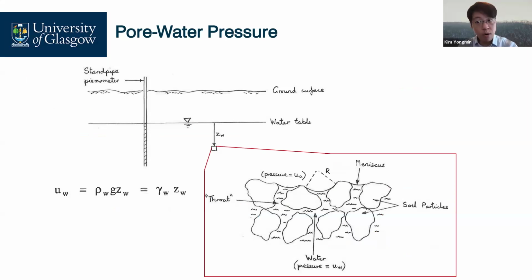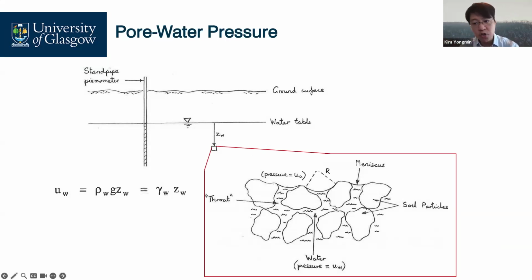Let's talk about the pore water pressure. It is the pressure within the water in the voids of saturated or unsaturated soils. It is known as the pore water pressure, PWP. Generally, the value of water pressure increases with depth, technically below the groundwater table, gradually increasing with a triangular shape. The location where the water pressure is zero is known as the groundwater table.